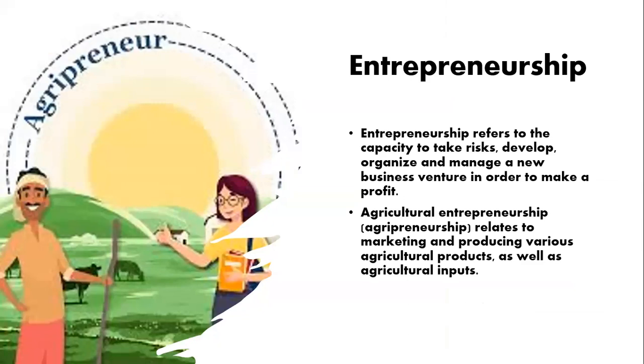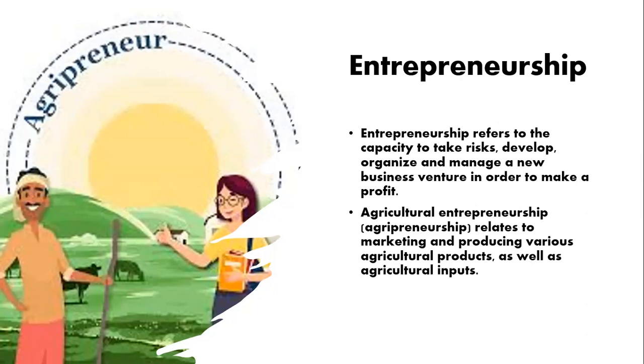This is called entrepreneurship. Entrepreneurship refers to the capacity to take risks, develop, organize and manage a new business venture in order to make profit. The prime objective is to make profit. Agricultural entrepreneurship, or agri-preneurship, means taking risks, developing, organizing and managing any business venture related to agriculture.